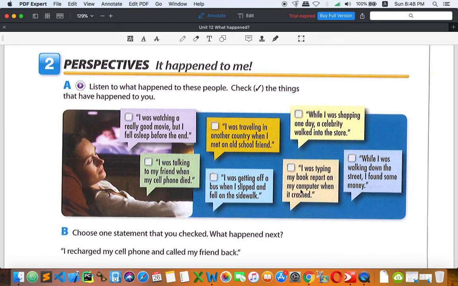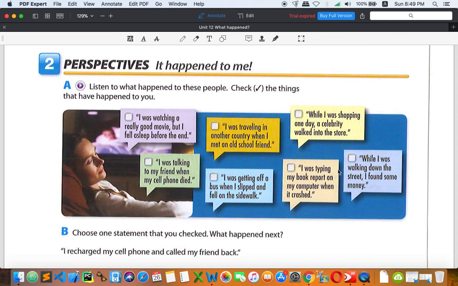I was typing my book report on my computer when it crashed. It depends. Sometimes your computer crashes because of a virus attack, or maybe it runs out of battery, so that's why your computer shuts down. But it did not happen to me at all for this part. Okay, let's move to next.